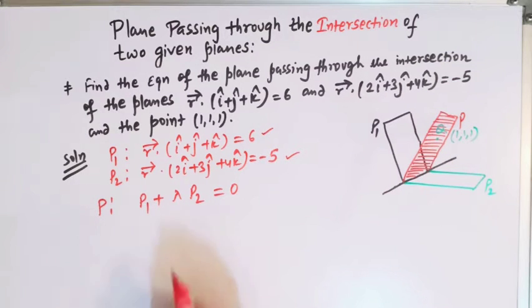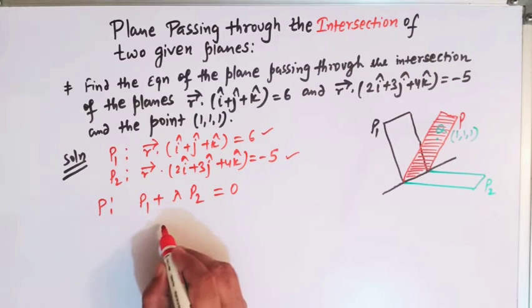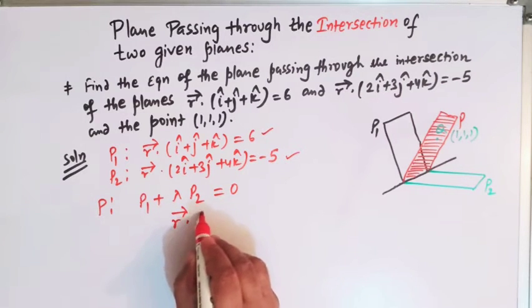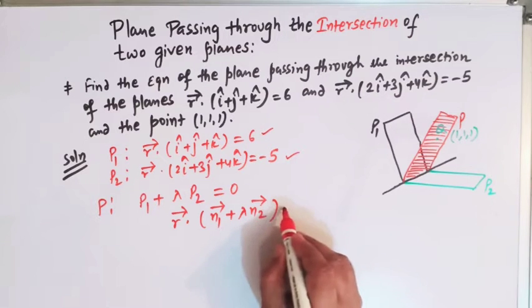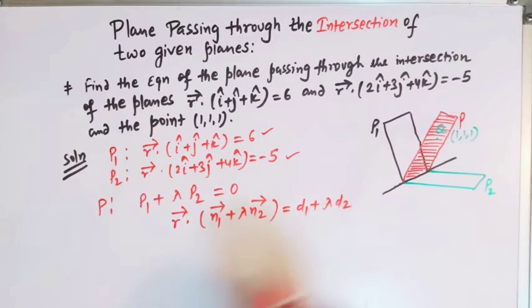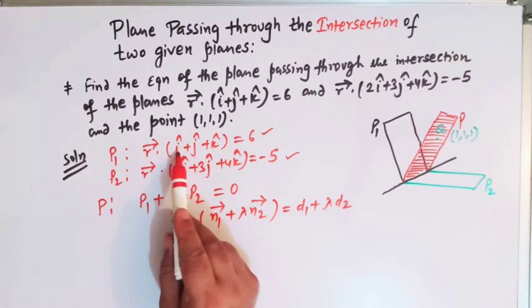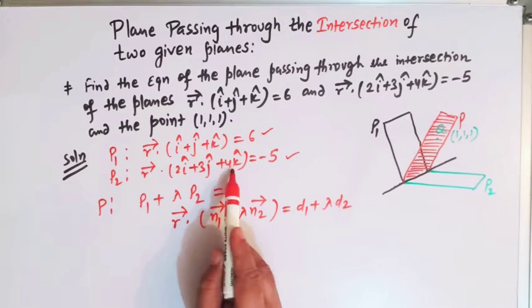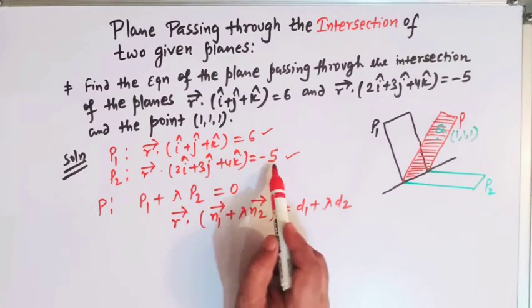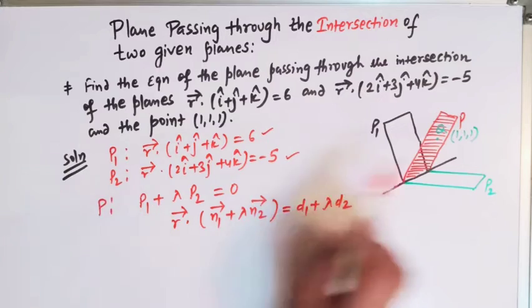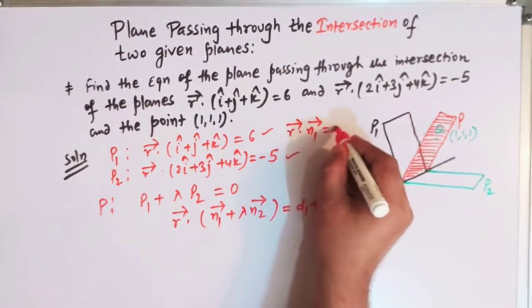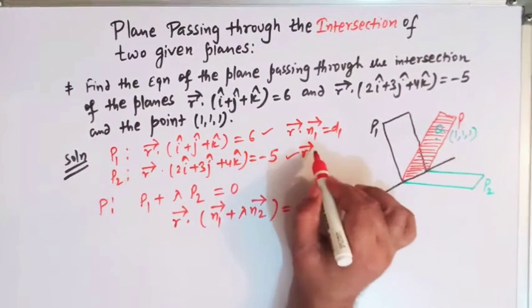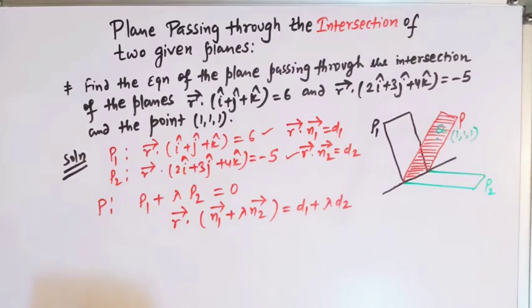Right? Okay, so P1 plus lambda P2 equal to 0, and we have the equation as vector r dot (n1 plus lambda n2) equal to d1 plus lambda d2, right? So if we substitute the values of vector n1 and vector n2, and d1 and d2 are 6 and minus 5 respectively, because the equation of this plane P1 is of the form vector r dot vector n1 is equal to d1, and this plane is vector r dot vector n2 is equal to d2, right?